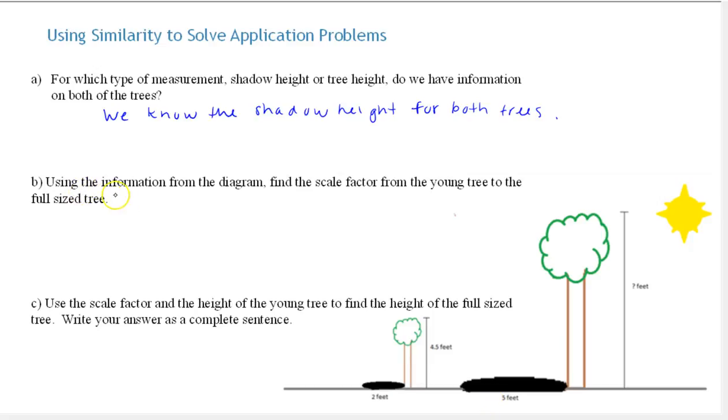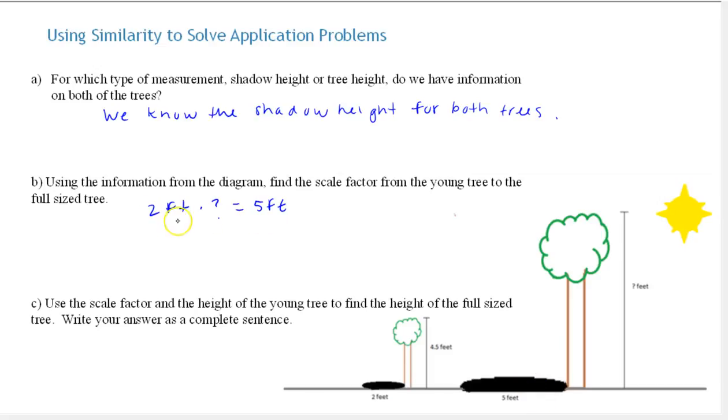So now we're asked, using the information from the diagram, find the scale factor from the young tree to the full-size tree. Okay, so we're going to use these shadow heights, and we want to go from the young tree to the full-size tree. So we ask, what do I multiply 2 feet by to get 5 feet? Okay. So again, thinking of the broomsticks, how many times as large is 5 feet than 2 feet? Well, 2 copies of 2 feet would be 4 feet, and another half a copy.